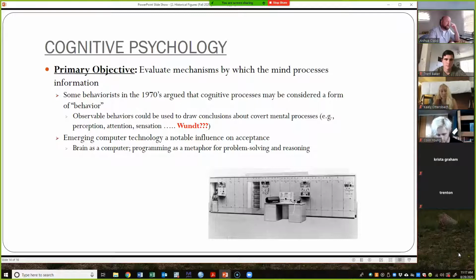And a big, big influence on the cognitive movement in the 1970s was the computer. We were just starting to have computers in the 70s. Computers were like giant mainframes that took up entire rooms, not the phones we're working with today. But this group of investigators started to recognize the computer as a nice analog, a nice model, for maybe understanding how our brains process information.